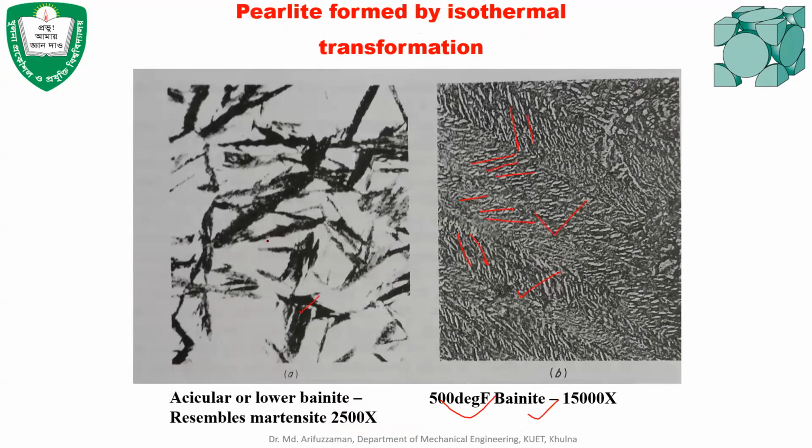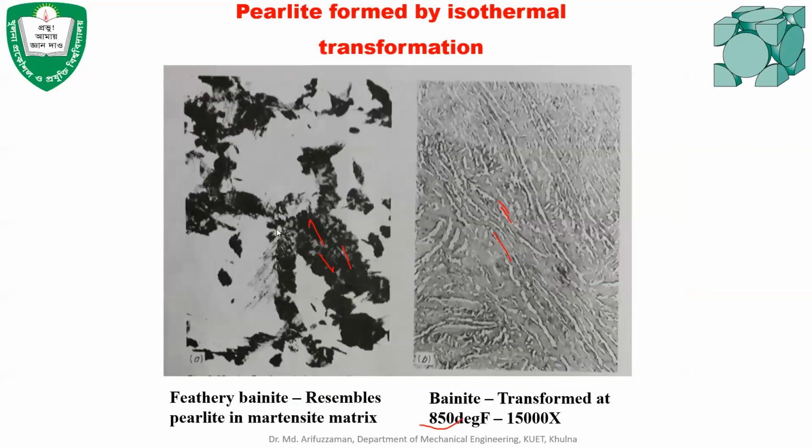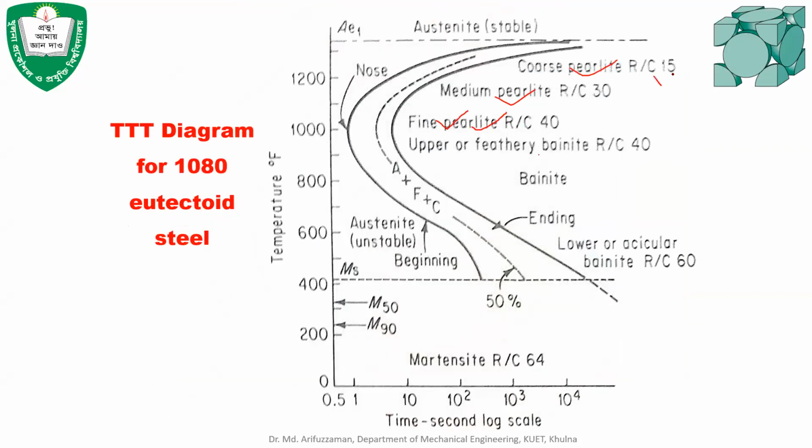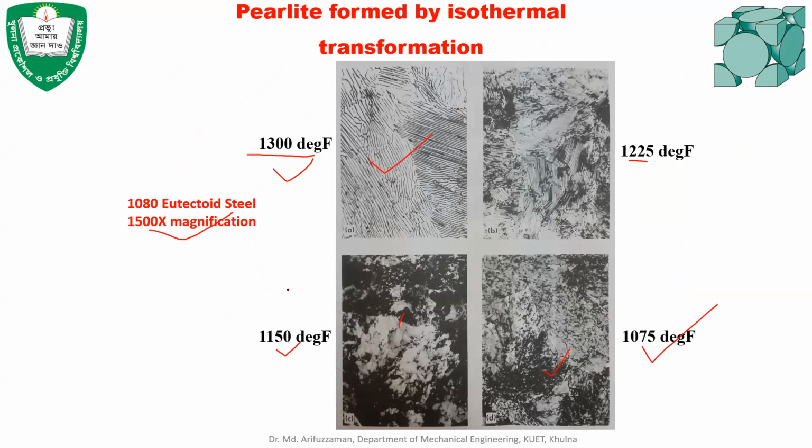So these are the products that are produced, and these products have different mechanical properties, as seen here. Coarse perlite has a Rockwell hardness number of 15, feathery bainite has 40, lower bainite has 60, and martensite has 64. So these are the products that can be produced at different temperatures, transforming austenite into useful products.